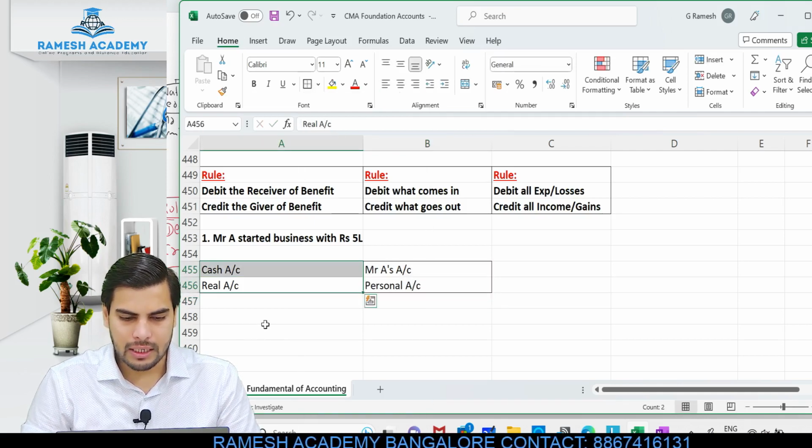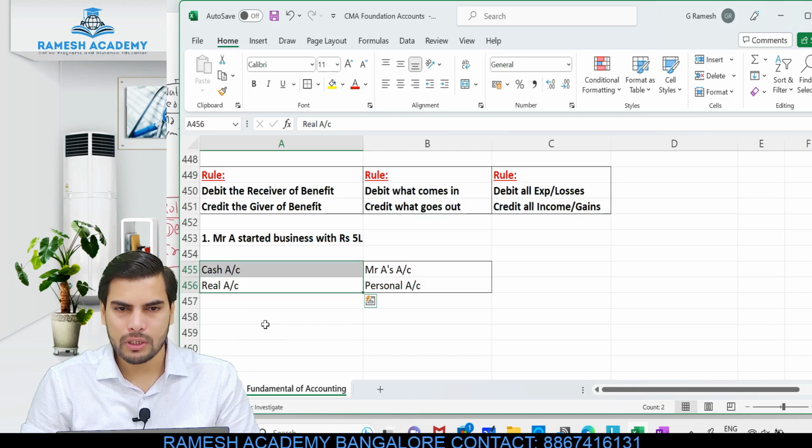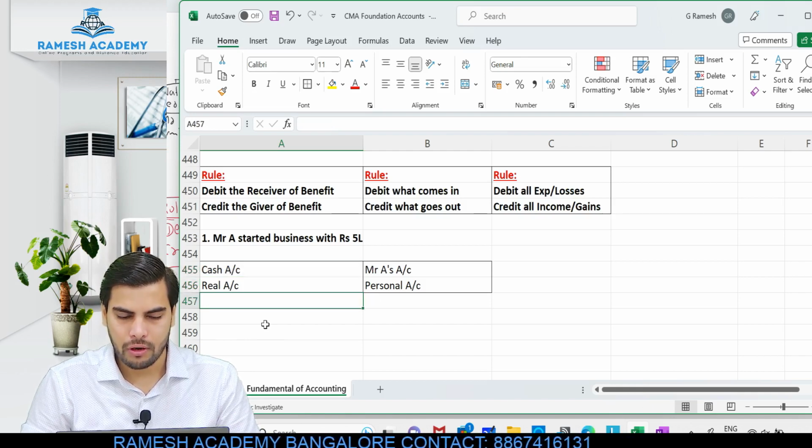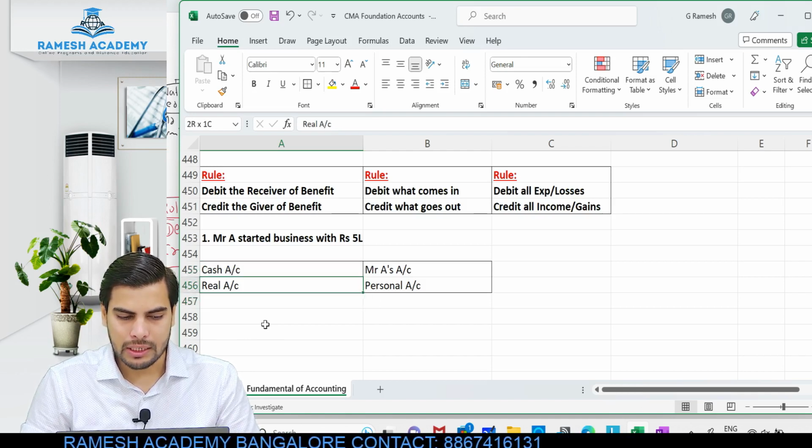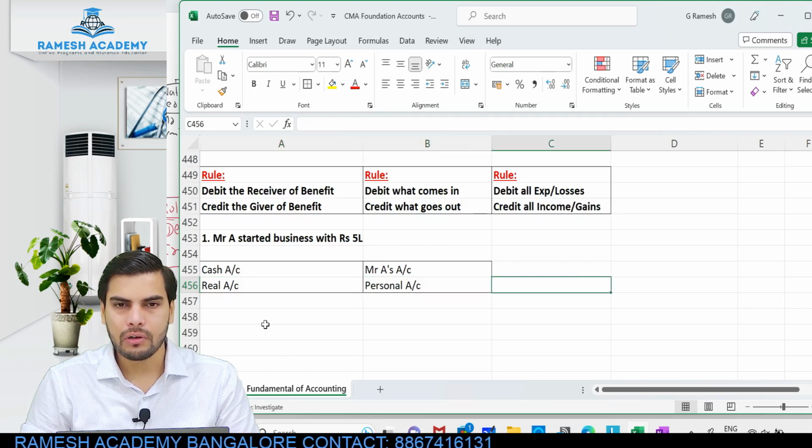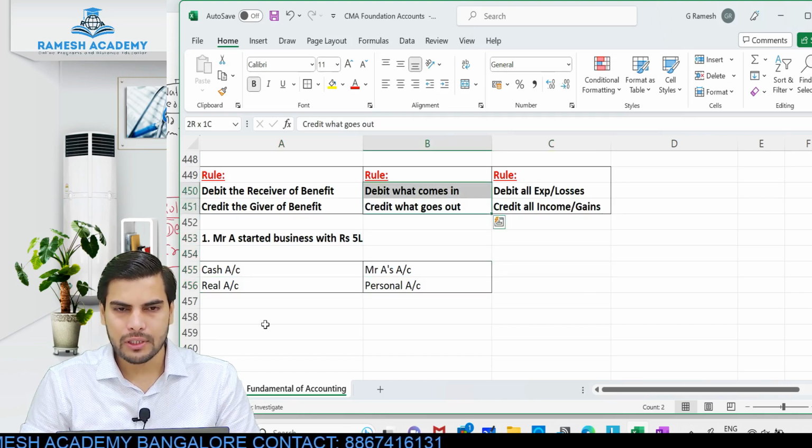So once you are done with this, all you need to do is apply the respective rules. Cash account is a real account, and what is the rule of real account? You can refer to this, look at this: debit what comes in, credit what goes out. This is the rule of real account.